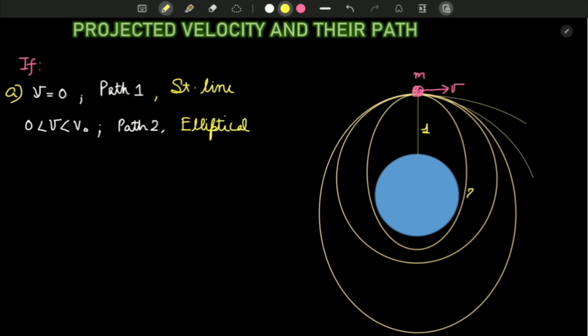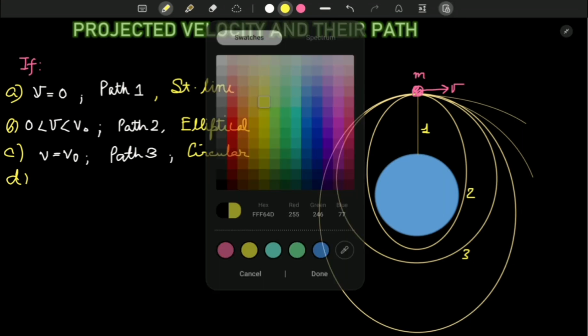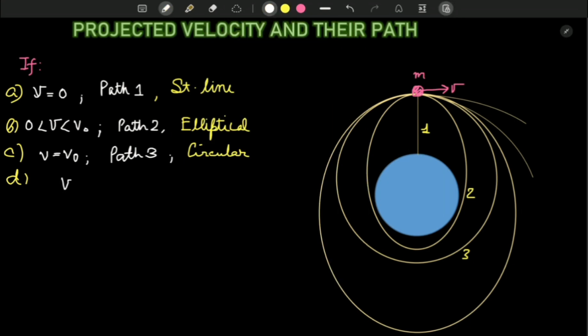If v equals v0, we will get path 3. When it is equal to orbital velocity, we will get path 3, which is circular. When our v is between v0 and escape velocity, we will get path 4. This is also elliptical, but this ellipse has a greater semi-major axis.